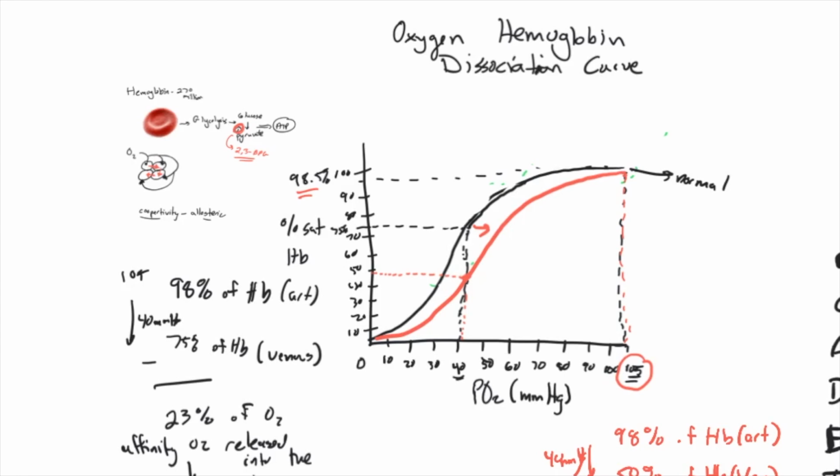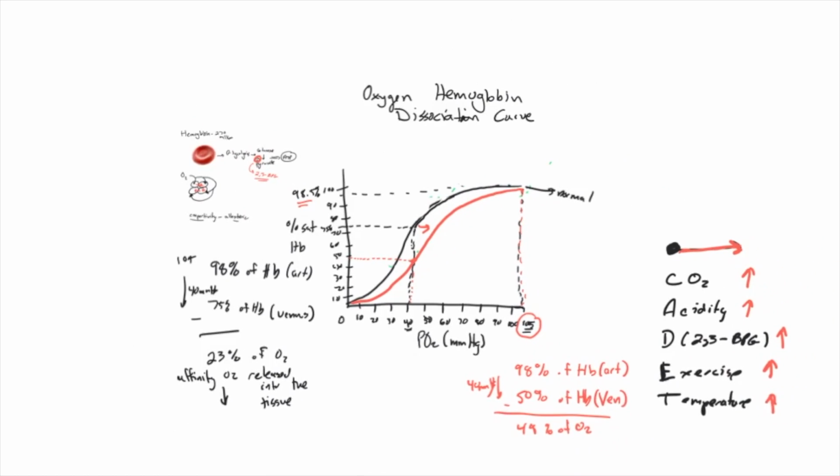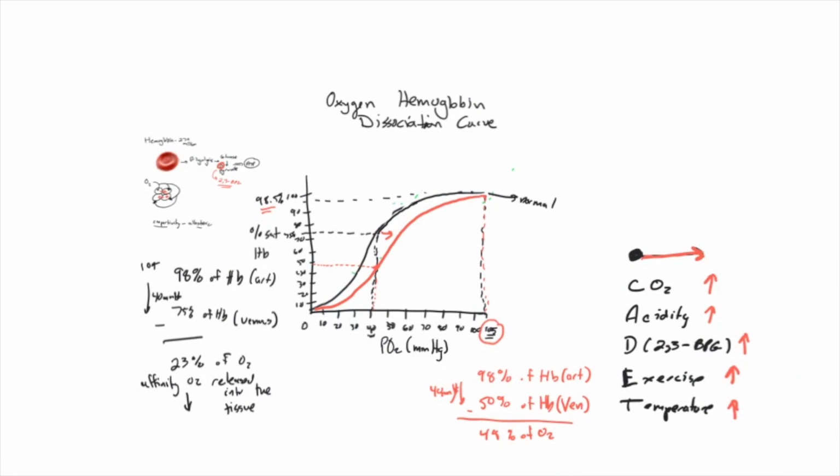So what happened here? If we do a quick math problem like we did before, 98 minus 50 is 48. So we are getting 48% of that available oxygen delivered to the tissues. And this is smart. So if we zoom back out and go back to things that are causing this, exercise is causing a shift right. Increase in temperature, shift right.